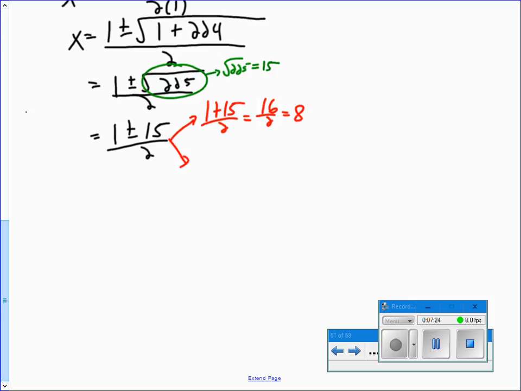The other one splits off to our minus answer. 1 minus 15 over 2 will be negative 14 over 2, negative 7. So there's our two answers there, negative 7, positive 8.